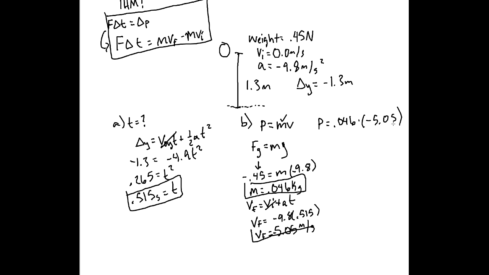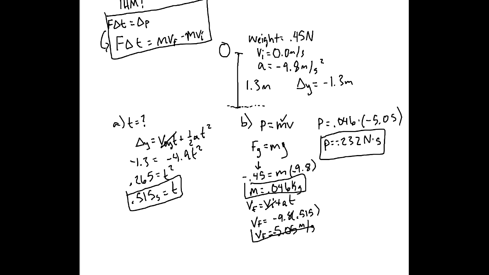So that leaves me with a final momentum of negative 0.232 Newton seconds. Let's actually put in that negative sign. So that is the momentum the ball has right before it hits the ground.